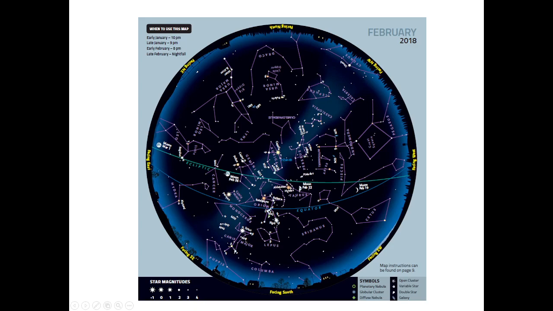Interesting. Orion is now, I wouldn't say directly overhead, but as high as it's going to be in the south, right? If you look at these times, early January, 10 p.m., and then late February, nightfall. So what's happening there? A couple of things. The days are starting to get longer, and the nights are starting to get shorter. And so these times will condense around summer and become longer in the winter months.